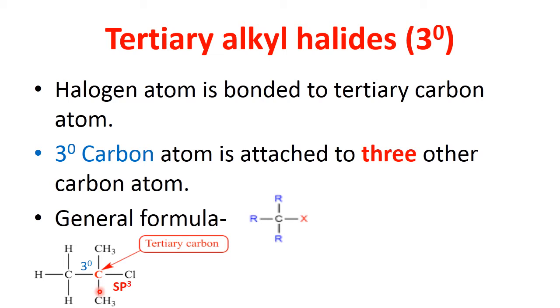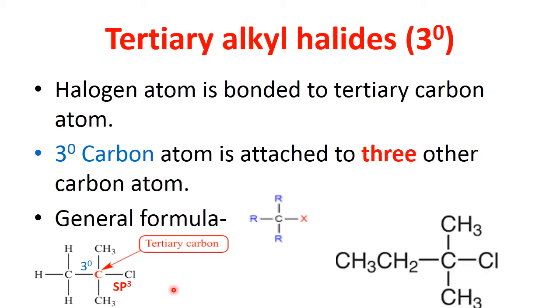sp3 hybridization. Now you can also see in this other example, this chlorine as a halogen atom is bonded with a tertiary carbon atom, and the tertiary carbon atom is further attached to 3 other carbon atoms, and therefore it is also an example of tertiary alkyl halide. And in this case, this tertiary carbon atom is bonded with other atoms with a single bond, and therefore it undergoes sp3 hybridization.